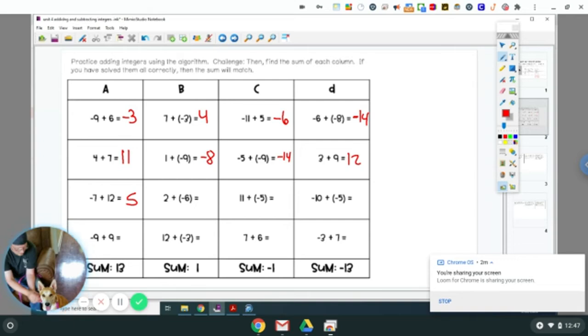2 plus negative 6 is negative 4. 11 plus negative 5 is positive 6. Negative 10 plus negative 5 is negative 15. Negative 9 plus positive 9 cancels out to 0. 12 plus negative 3 is positive 9. 7 plus 6 is just 13. Negative 3 plus positive 7 is positive 4. And if you wanted to add all the columns up, then you would get these sums down here, but we're not going to do that.